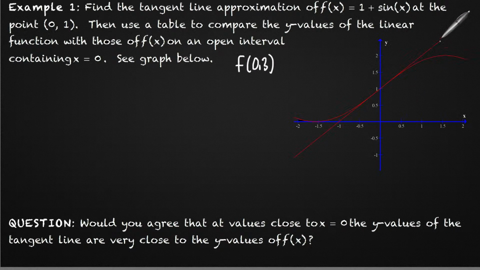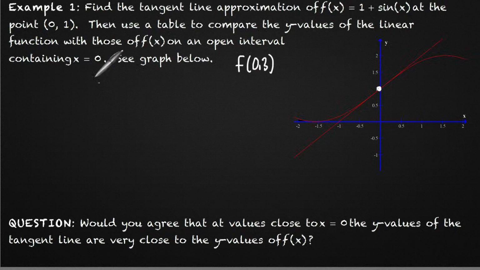However, if we could draw a tangent line to the curve 1 plus sine of x at the point 0, 1, then what we can assume is that for x values close to 0, the y value on the tangent line should be very, very close to the y value of the function. So then by plugging in numbers close to 0 into the tangent line equation, we can get a very, very accurate approximation of what the value of f of x is at that point.